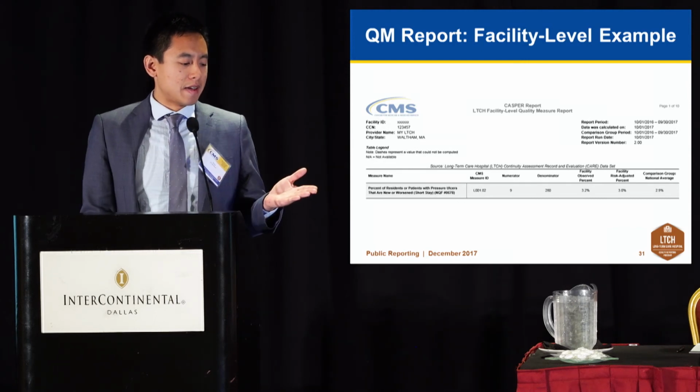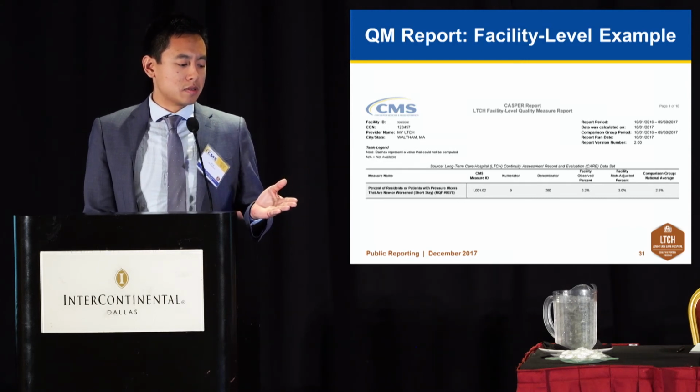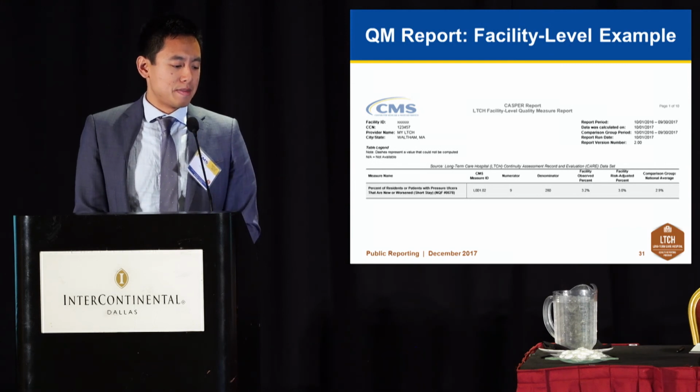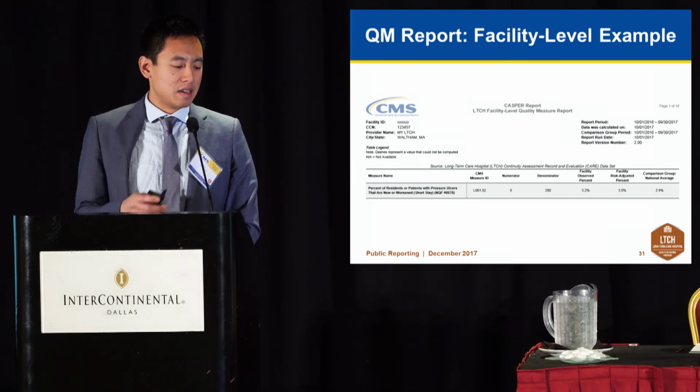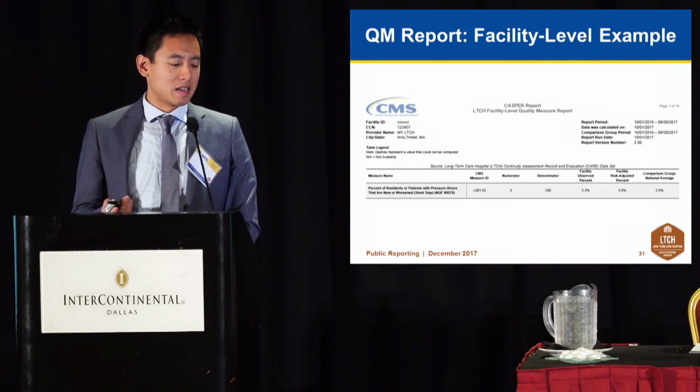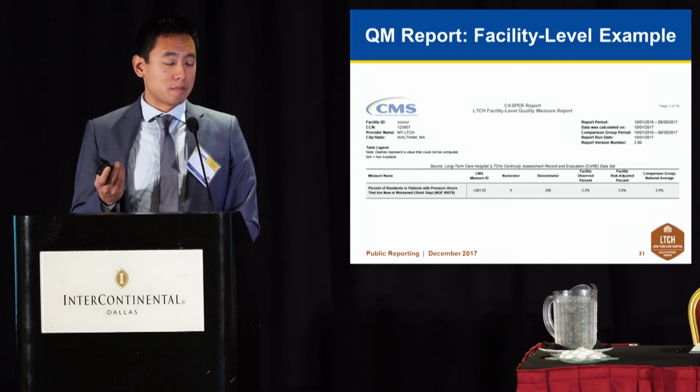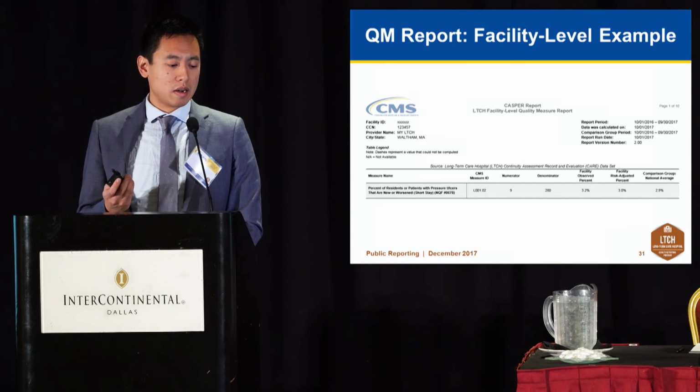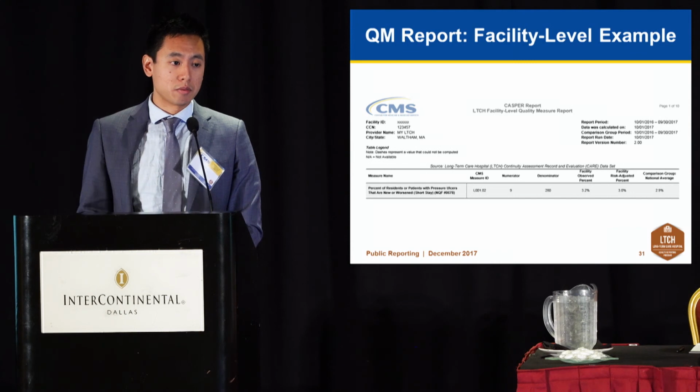And then on the left-hand side of the table, you'll see the measure name, then the CMS ID, your numerator, denominator, observed percent, and in this report, if the quality measure is risk adjusted, then we also include the risk adjusted rate. And then to your right is the comparison group national average. So you can compare your facility's performance to the national average.